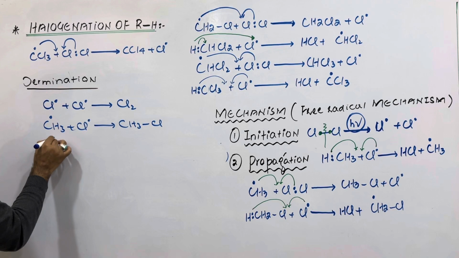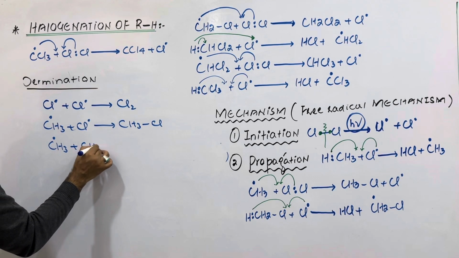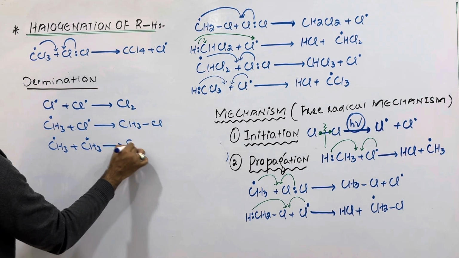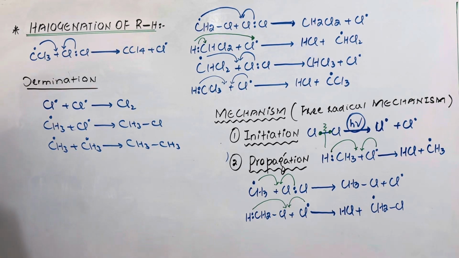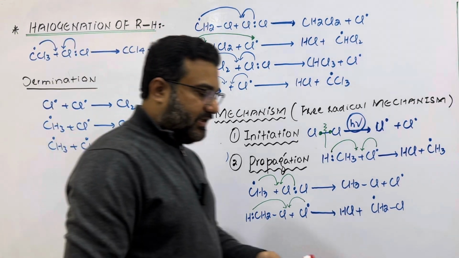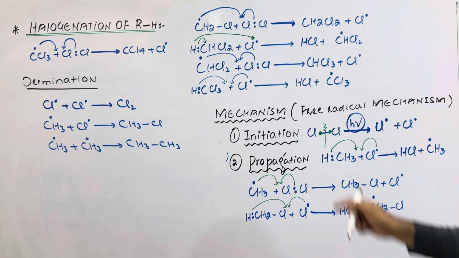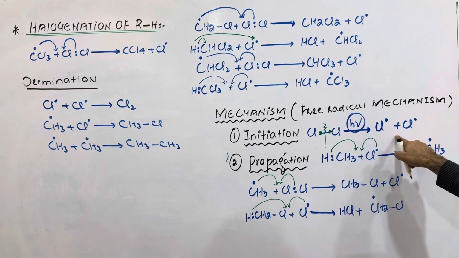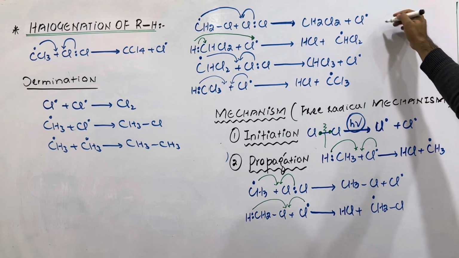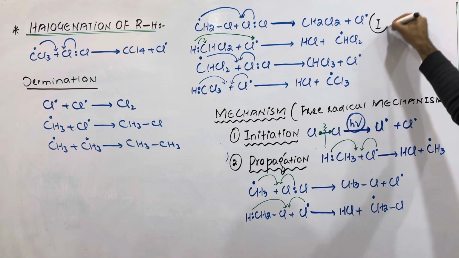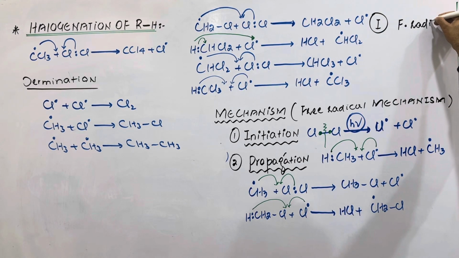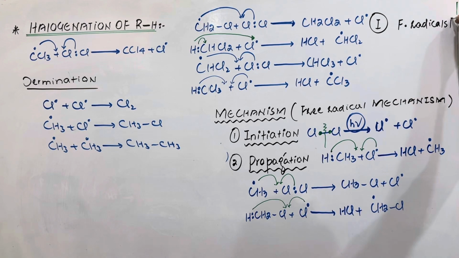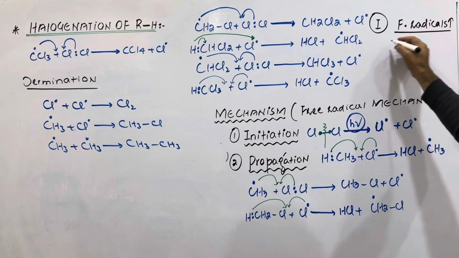I am just writing down different possibilities of the reactions. If two methyl groups react with one another, you will get ethane as well. So basically, initiation is the step in which molecules are changed to free radicals. So you will say that in initiation, the number of free radicals increases in the reaction mixture.